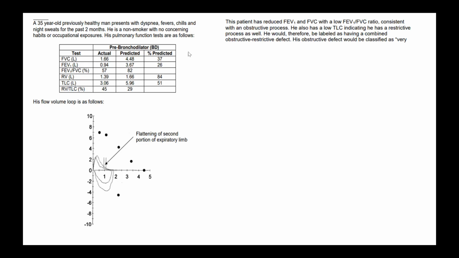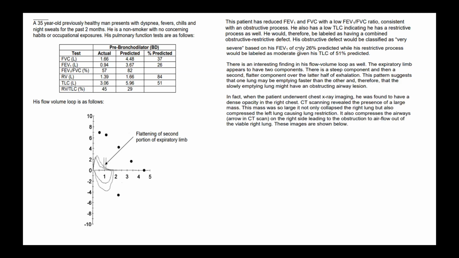Is there any obstructive or restrictive element, or a combined mixed element? Mixed elements, sir. Combined, sir. So the patient has reduced FEV1 and FVC with a low FEV1/FVC ratio, consistent with obstructive disease. He also has a low TLC, indicating a restrictive process as well. He would therefore be labeled as a mixed obstructive restrictive disease, with the obstructive disease being more severe.